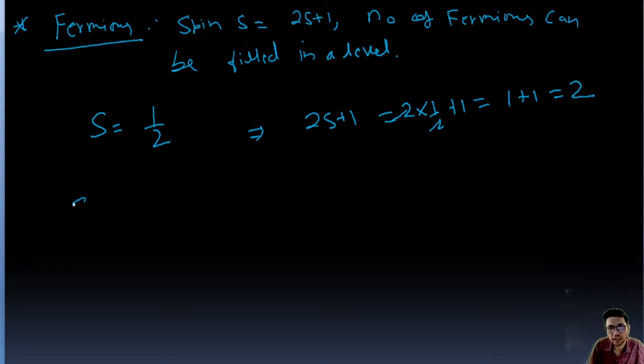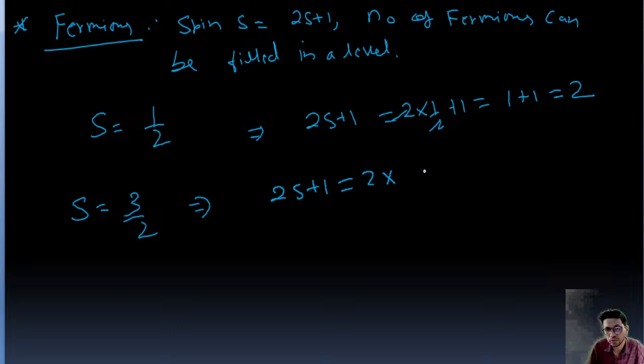Similarly, if S equals 3 by 2, because for fermions the spin will be half integral, right? So we first find 2s plus 1, which is 2 into 3 by 2 plus 1. The 2 will get cancelled, that is 3 plus 1. So in a level, if spin is 3 by 2, 4 fermions will be filled.